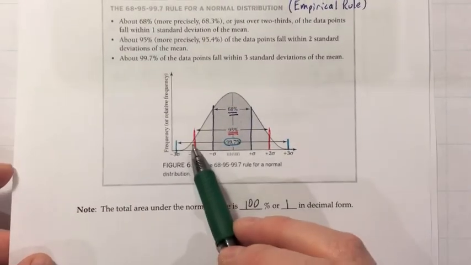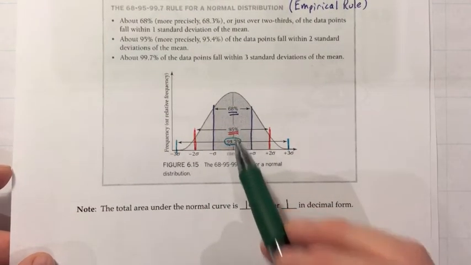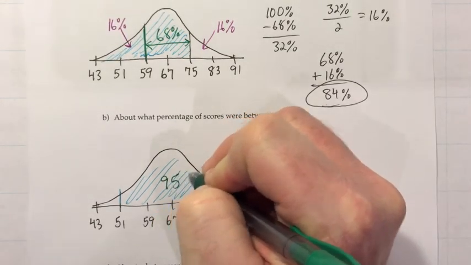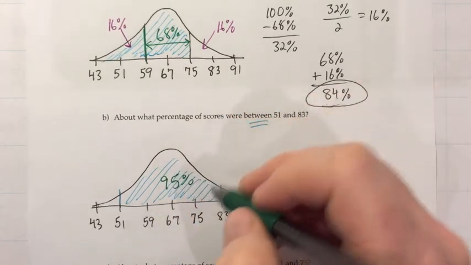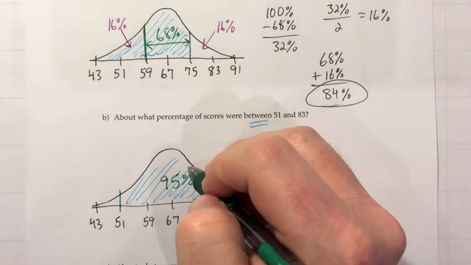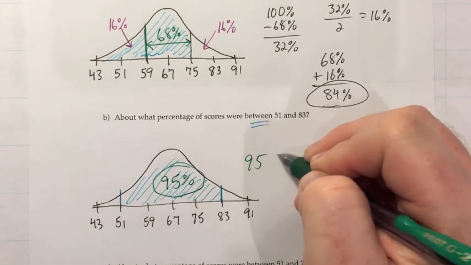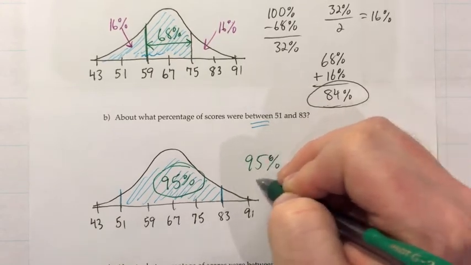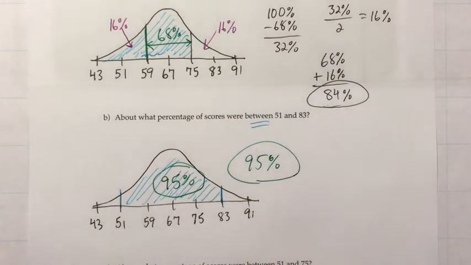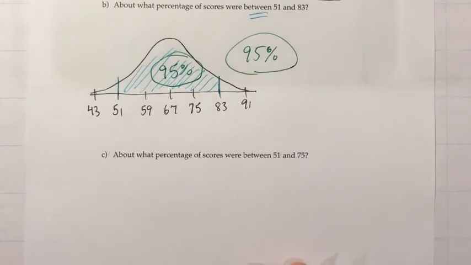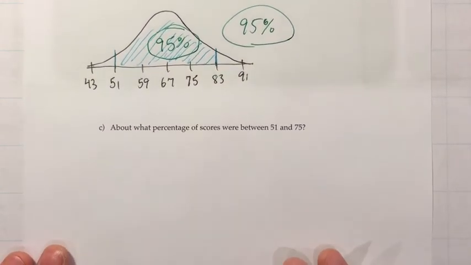According to the empirical rule, if you go out 2 standard deviations on both sides, that's 95% in the middle. So this would be 95% right there, and that is the answer to our question. And just go ahead and circle that, and that's it. It's kind of crossed off there, so I'll write it one more time off to the side. But it should be about 95% of the scores that are between 51 and 83. All right, so let's move on to part C, about what percentage of the scores were between 51 and 75.